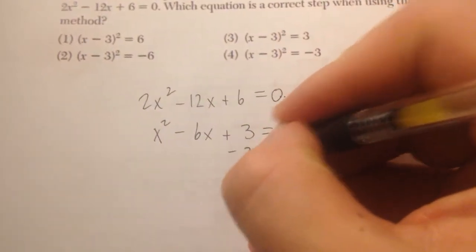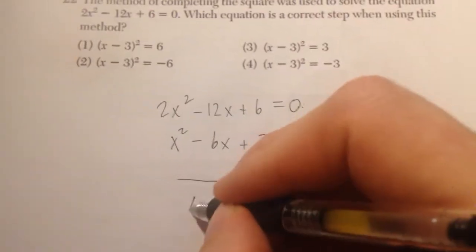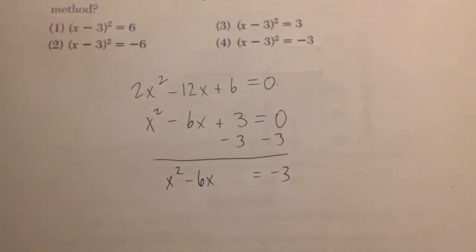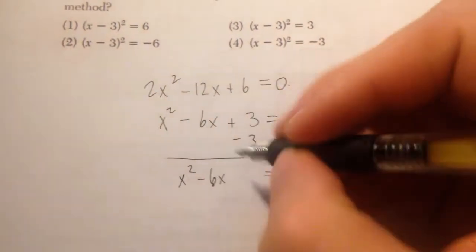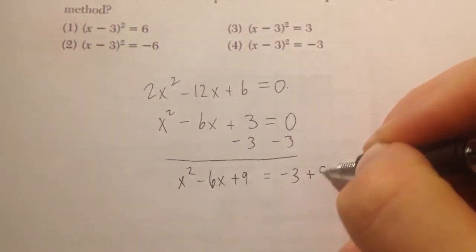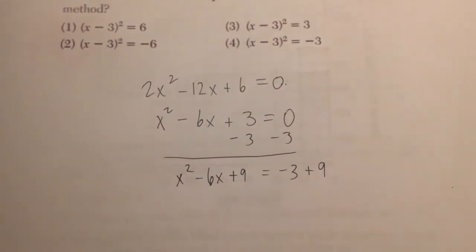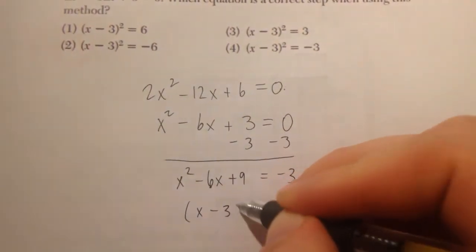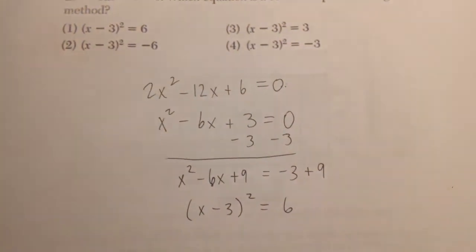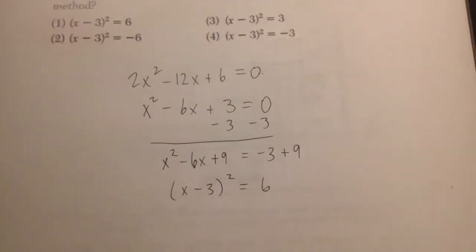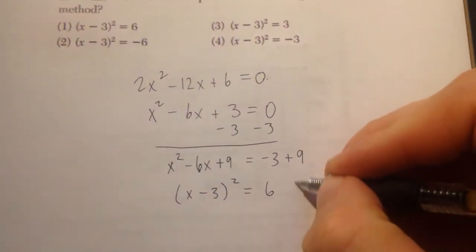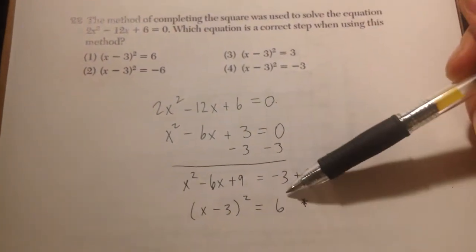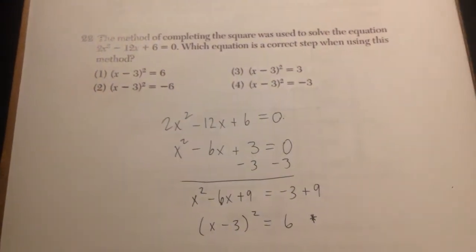Now to complete the square, remember you have to move this over first. You have x squared minus 6x equals negative 3. Remember, you're going to take half of 6 and square it, and you're going to put that here, but you also have to put it over here. And then what you get here is x minus 3 squared equals 6. They're actually not even asking you to go any further, but they're asking you which one is the next correct step. And if you notice, my equation here looks the same as choice number 1.